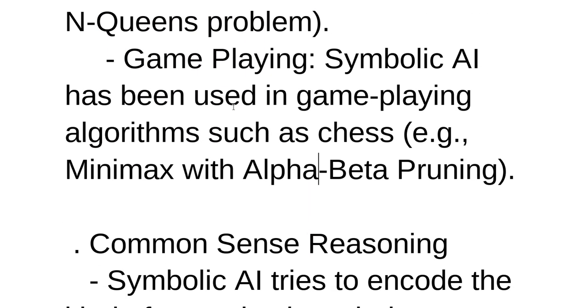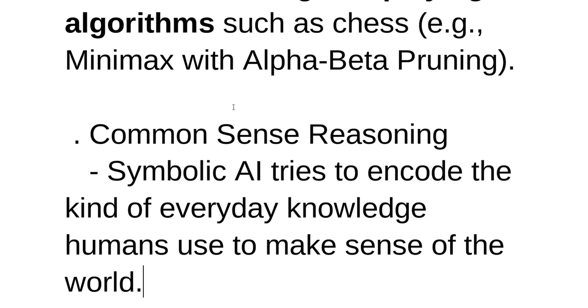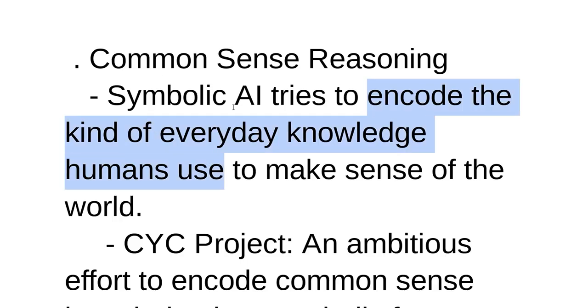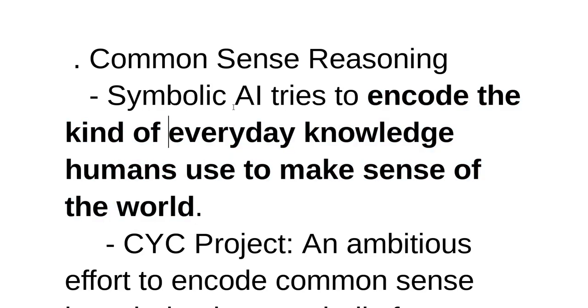Game playing. Symbolic AI has also been used in game playing algorithms such as chess, like minimax with alpha beta pruning. Now, common sense reasoning. Symbolic AI tries to encode the kind of everyday knowledge humans use to make use of the world. So it tries to encode the everyday knowledge in symbolic AI.